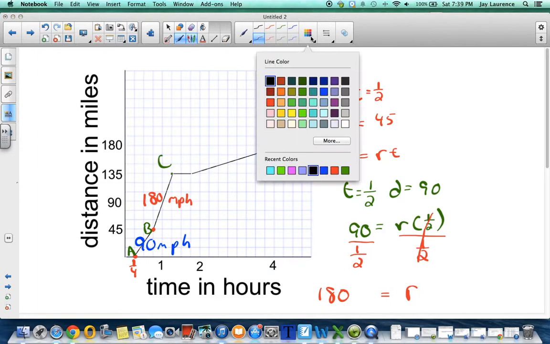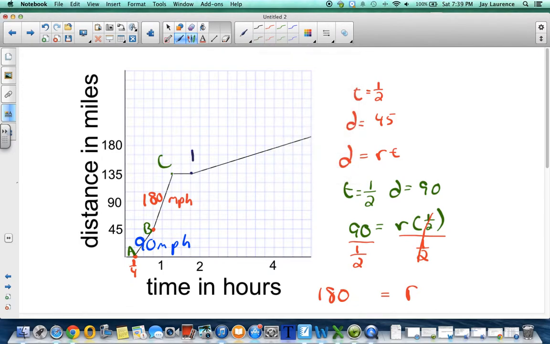Now, can you tell me the speed that they're traveling from C to D? That should be a simple one. They're traveling 0 miles per hour because they're not going any distance. Okay, and notice that's a horizontal line segment. We came up with 0. Later on, when we do something called slope, that's going to be really important.